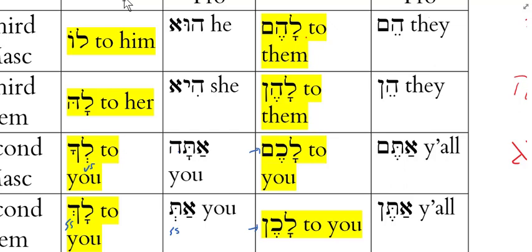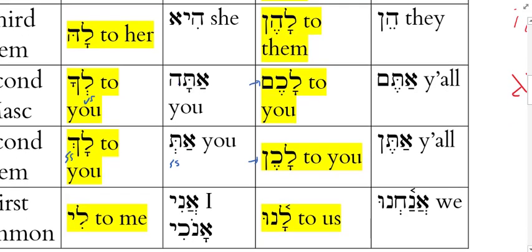So, repeat after me. Lo, la, lecha, lach, li. How many syllables do I have in all the singular forms? I only have one. Remember, the vocal shava does not constitute a syllable. So there's only one syllable in all these. So which syllable are we stressing? The only one, which is the last one.